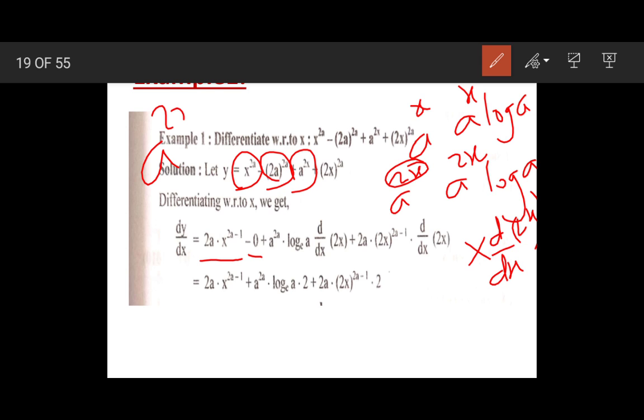A raised to 2x is a combined function. Here we combine a raised to x and 2x. In place of x, I am writing 2x. So next is the derivative of 2x. So finally what I am getting is a raised to 2x into log a into the derivative of 2x, and the derivative of 2x is 2.